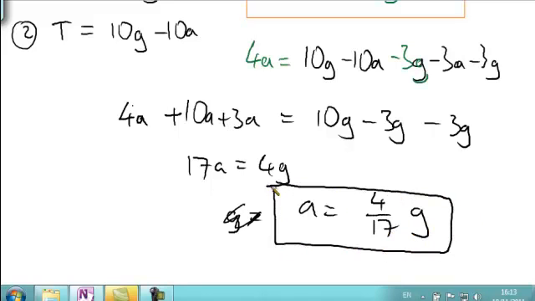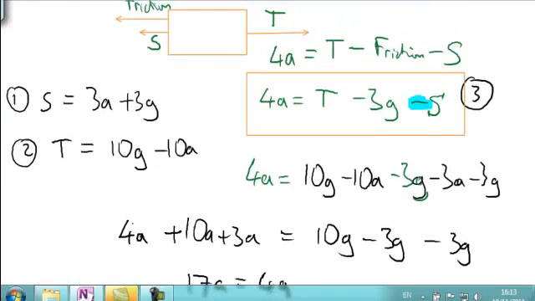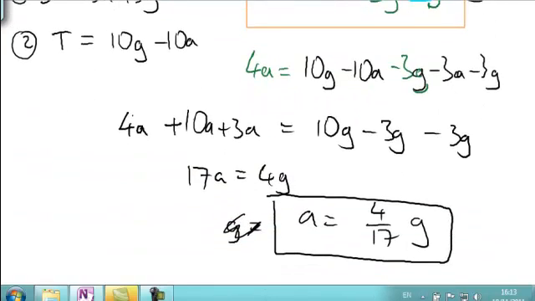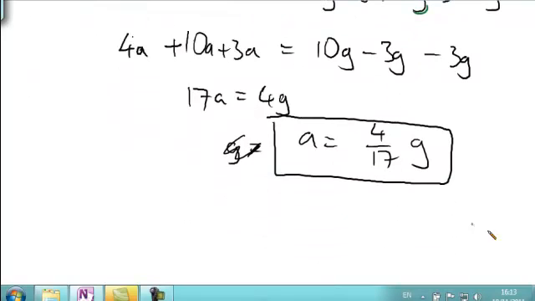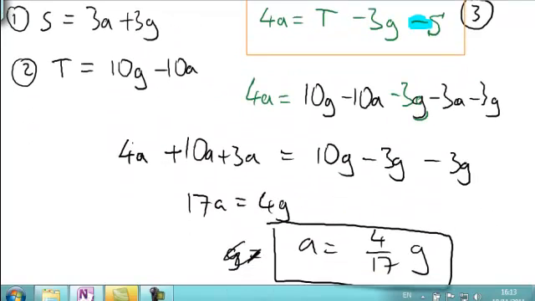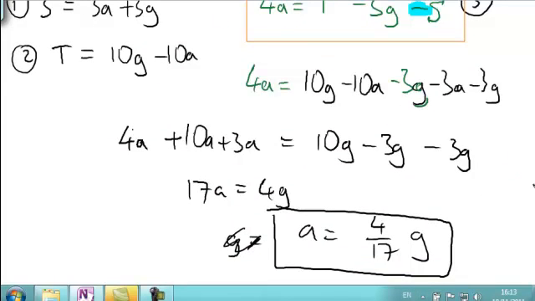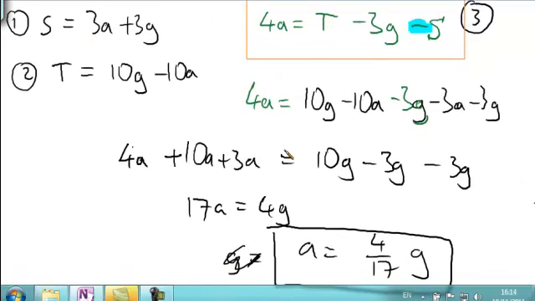So once we have A, then we can sub back into equation 1 and equation 2, and we can find T and S. So I'll probably leave it at there. It's just a simple substitution, subbing this value into both those equations, and it should work out fine.